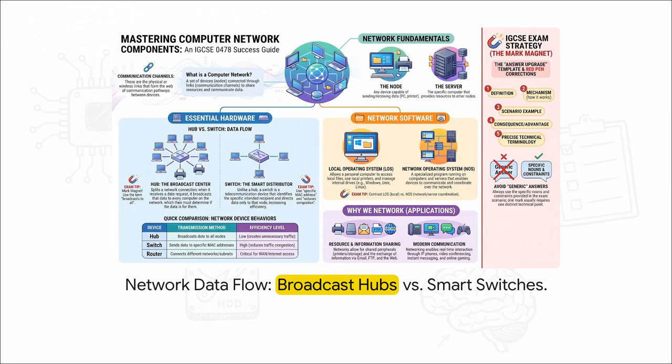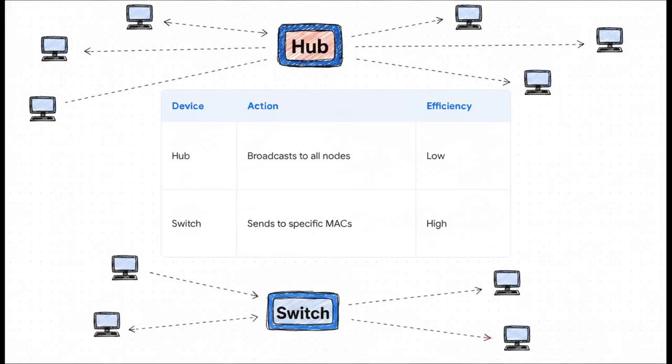On the other side, we have a smart switch. This acts as a highly efficient, targeted distributor. Describing this efficiency difference clearly is a massive mark magnet on the exam. A hub broadcasts data to all nodes, which means low efficiency. But a switch? A switch sends data to specific MAC addresses. Highlighting that exact phrase, specific MAC addresses, proves to the examiner that you truly understand how a switch targets the intended recipient, which drastically reduces network congestion.